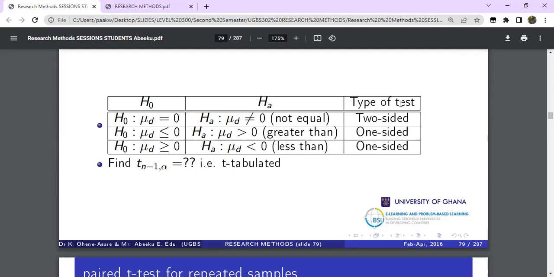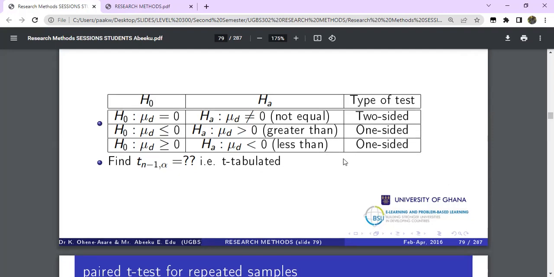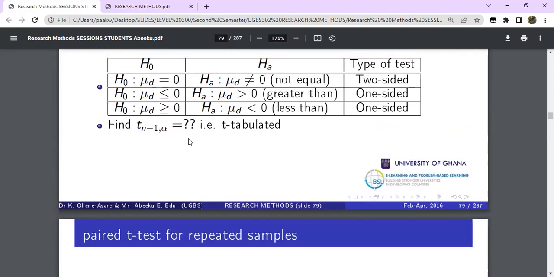So with the type of test, we know how to determine if this one is one-sided or two-sided. When you see equal sign and not equal to, it's what? Two-sided. And the rest are one-sided. Okay. And how to find the degrees of freedom, they are the same. How to find your T tabulated or T critical.